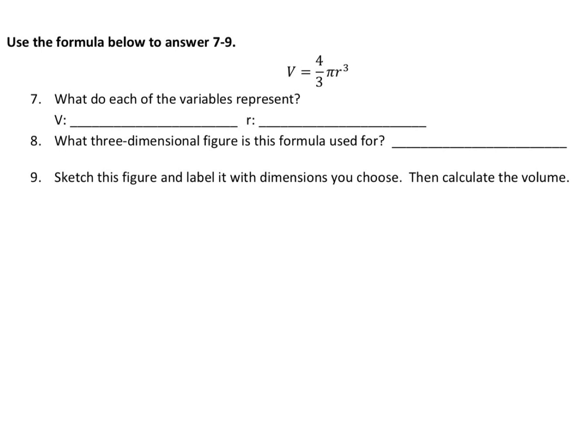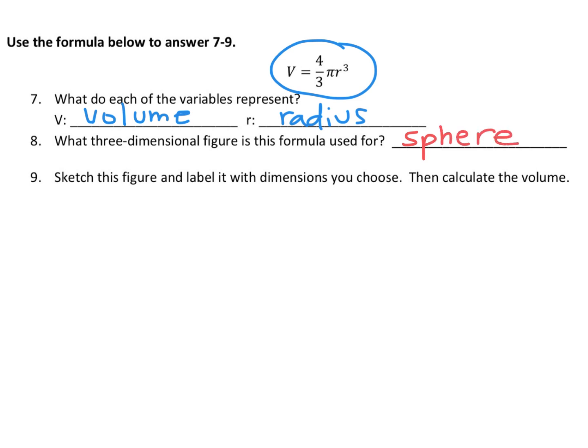Ooh, okay, here's another formula for us. This time we have the fraction 4/3 pi r to the third power. It still says V equals, so we know that the V is going to be for volume, and the R is still going to be for radius. And when we see this formula, this is used for a sphere. If you didn't know, a sphere is just like a ball, like a basketball. We're going to sketch the figure and label it with our dimensions.